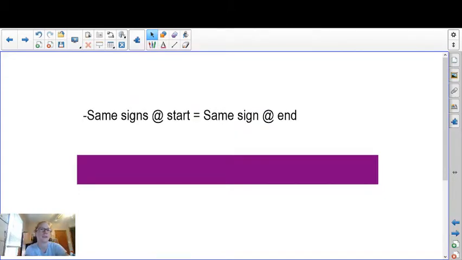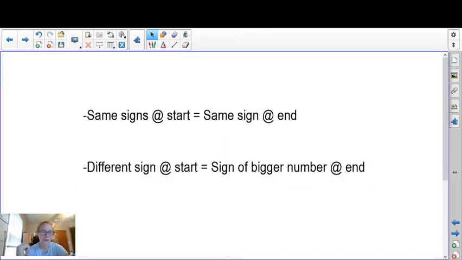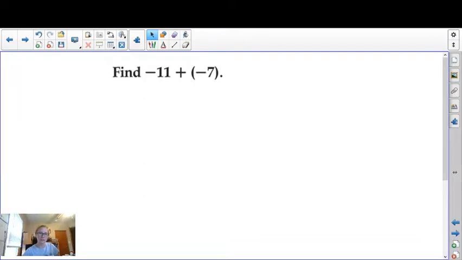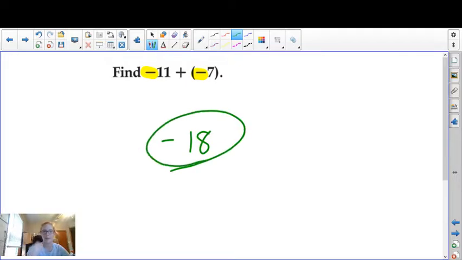So if we have the same signs at the start, so both numbers start the same, then we'll have the same sign at the end. If we have different signs at the start, your answer will have the sign of the bigger number at the end. So let's take a look. -11 plus -7. So if you notice, I'm going to grab my highlighter real quick. I have a negative and I have a negative, so they're going to both be negative at the end. So I'm going to take 11 plus 7, which gives me 18. So my answer is -18.